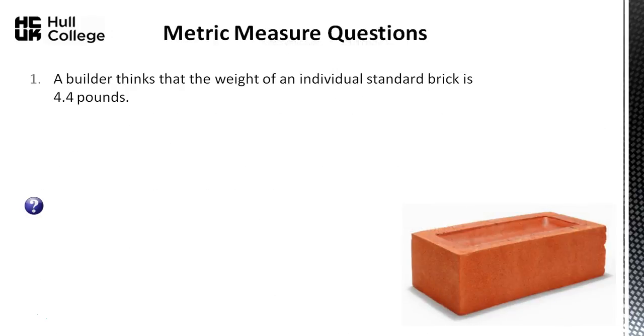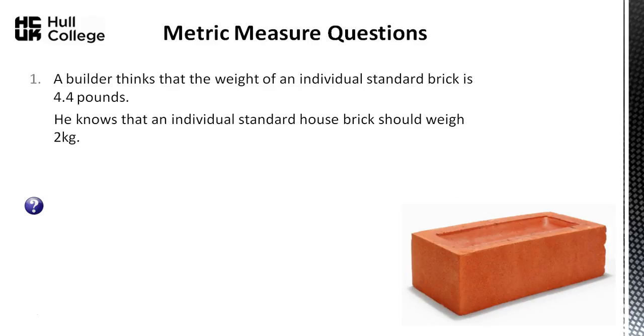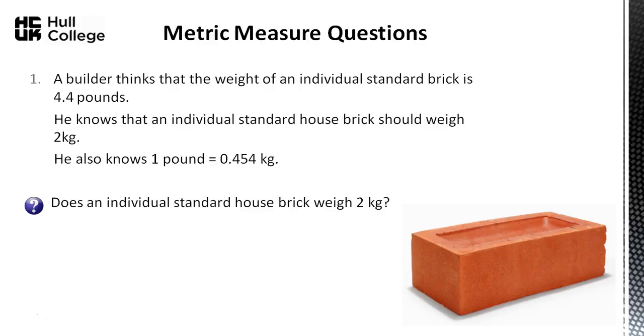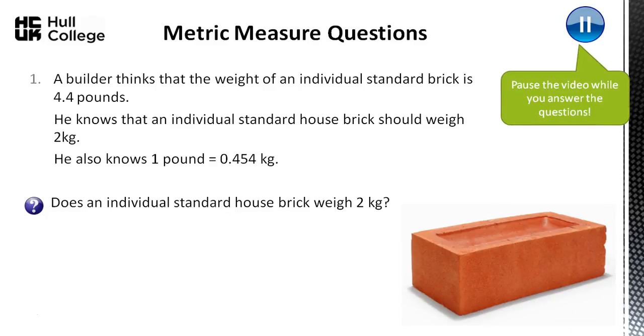Question 1. A builder thinks that the weight of an individual standard brick is 4.4 pounds. He knows that an individual standard house brick should weigh 2 kilos. He also knows 1 pound equals 0.454 kilograms. Does an individual standard house brick weigh 2 kilos? Pause the video while you answer the question. Remember to show all of your working out.